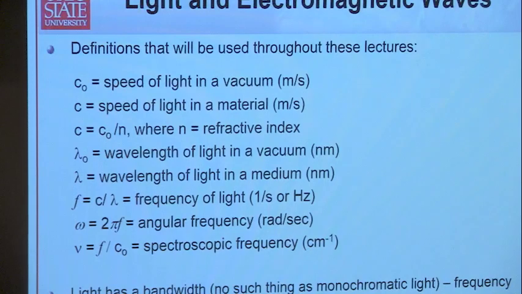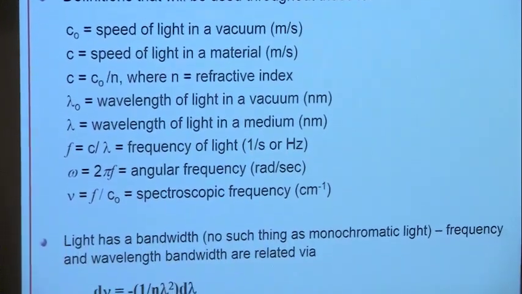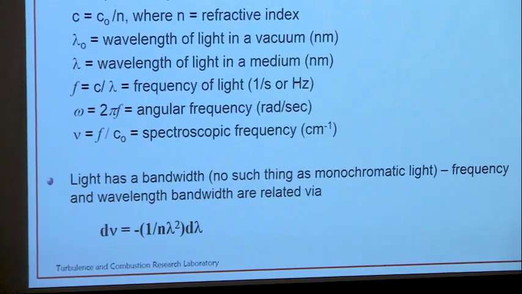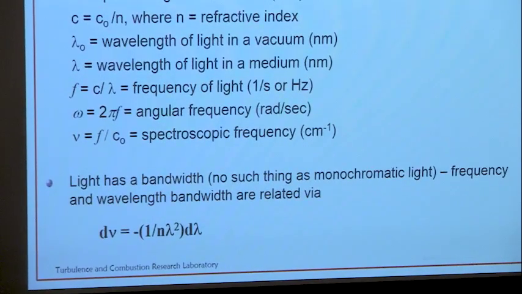Okay? We need to understand that light has a bandwidth. This is important. There's no such thing as monochromatic light. And so we get this relationship between frequency and bandwidth. And this will come into play in a little bit. But right now we're just introducing some of these topics.